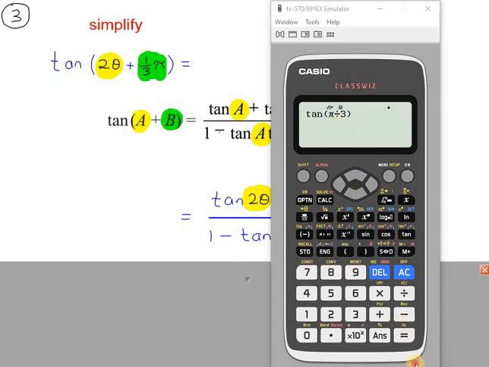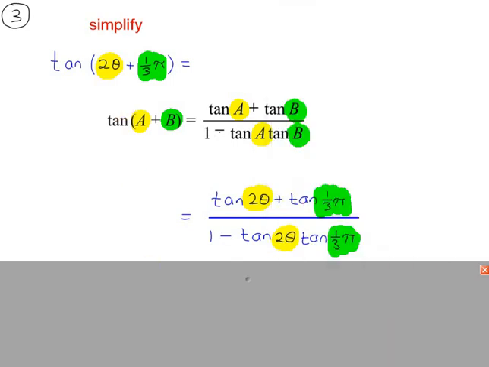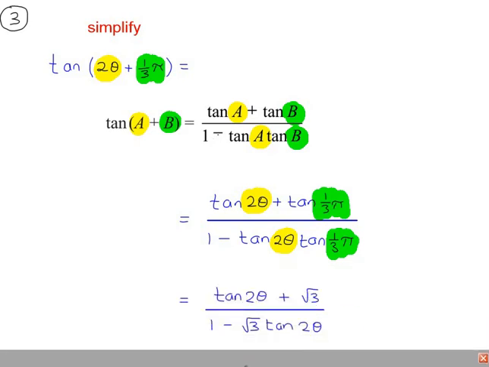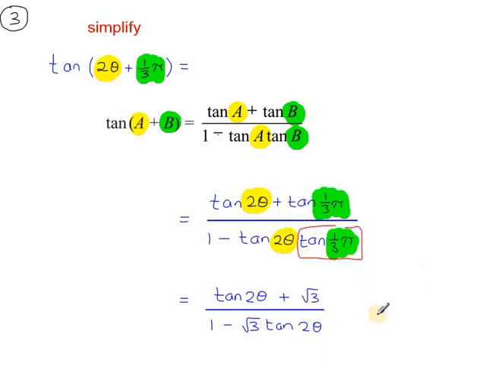The tan of 1/3 pi is √3, so we can simplify, and all of this is √3. A common mistake here is to think, well, tan 1/3 pi is √3, so instead of writing √3 there, to write tan √3, and that's wrong. And this is also √3 times tan 2 theta, there it is, √3 times tan 2 theta. So this is now fully simplified.